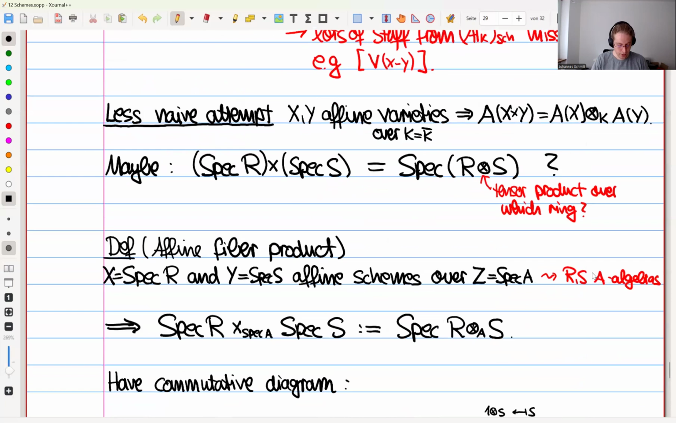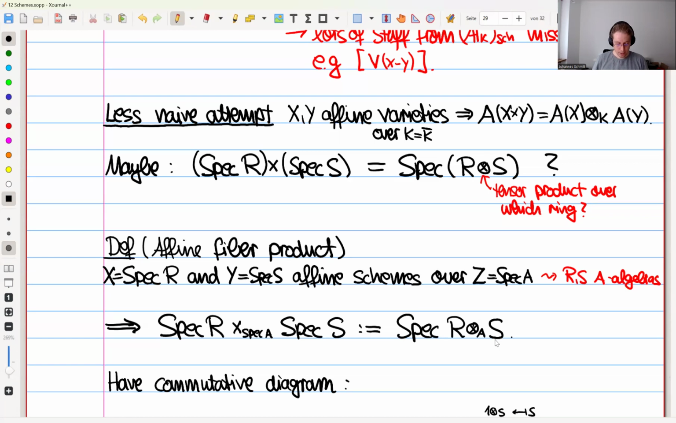So here's the definition. Let's say X equals Spec R and Y equals Spec S are both affine schemes over some additional data, so over Z equals Spec A. And somehow these being schemes over Z means there's a morphism from X to Z. And then this morphism of affine schemes corresponds to a ring homomorphism in the other direction, from A to R, which makes R and S into A-algebras. And then we define this affine fiber product of these two things over this Z, over this Spec A, as being the spectrum of this tensor product, R tensor over A of S.